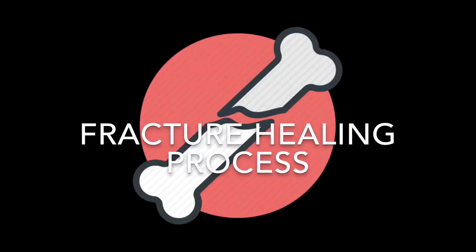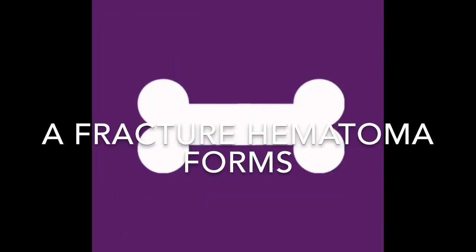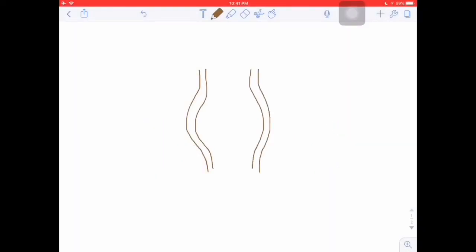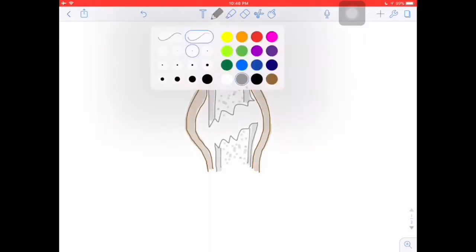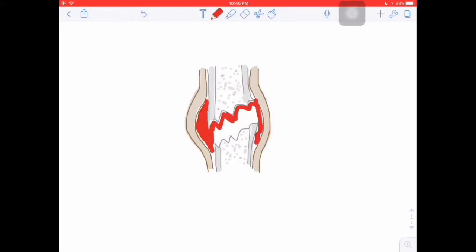Fracture healing process. At the beginning of bone repair, a bone breaks. Blood flows from any blood vessel torn by the fracture. These vessels could be in the periosteum, osteons, and/or medullary cavity.